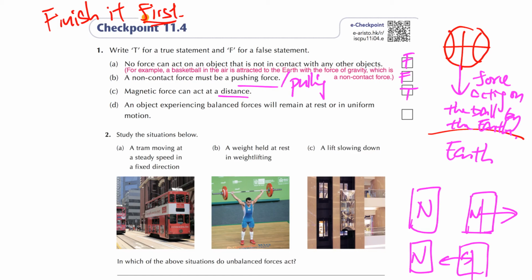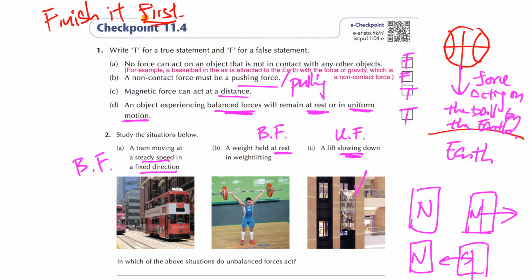An object experiences balanced force. When you have balanced force, you may either be at rest or in uniform motion. You won't change your speed. So this one is correct. Question 2A: a tram moving at steady speed in a fixed direction. Obviously, this is a balanced force. Weight held at rest, again at rest, balanced force. Lift slowing down, that means decelerating, so that would be an unbalanced force.